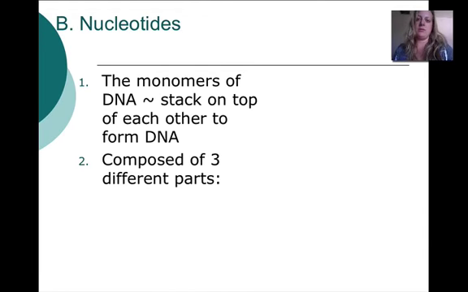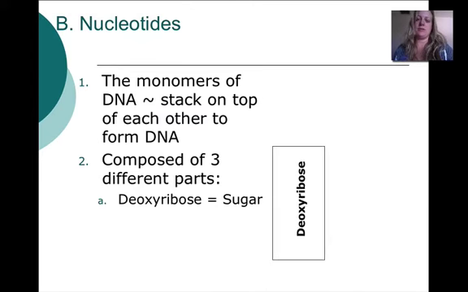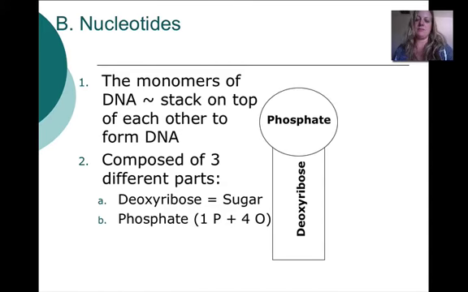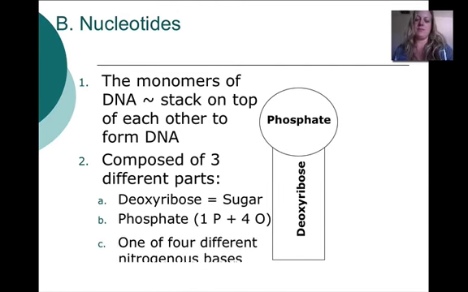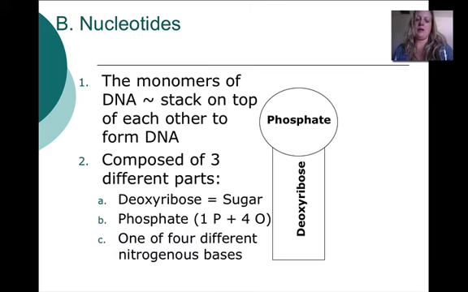They're composed of three different parts. We have the deoxyribose, and remember, anything that ends in -ose is a sugar. We have the phosphate, and these again are going to have a slight attraction. There's the phosphate. And then we have one of four different nitrogenous bases. So we're going to talk about the different nitrogenous bases.